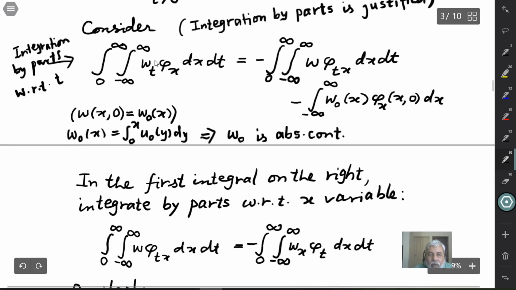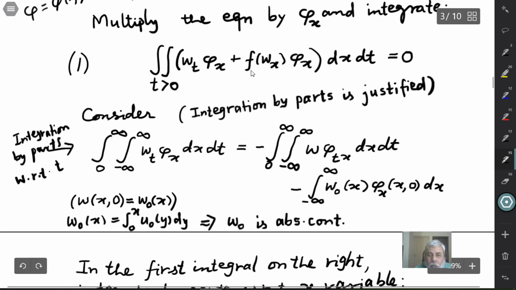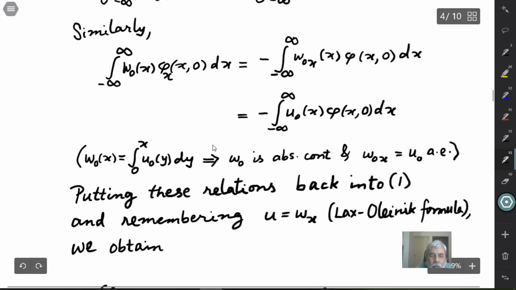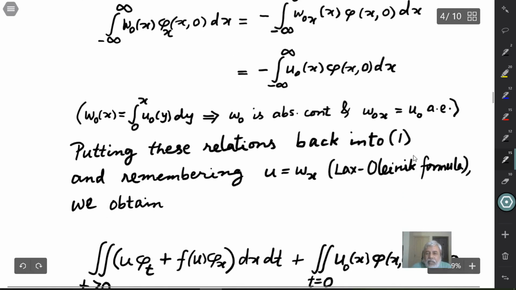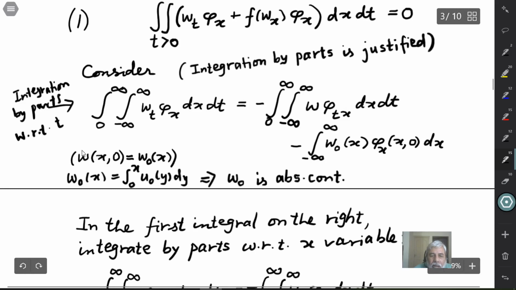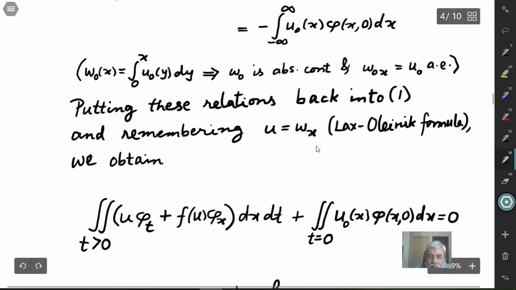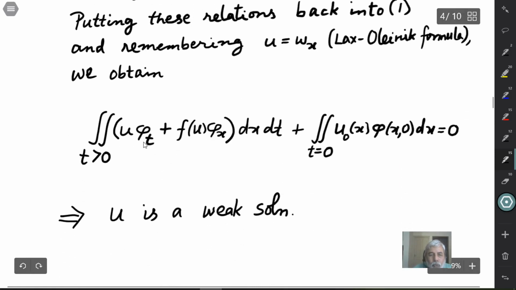Now you put together all these things. We are not touching the second term at all, only the first term. So now you have computed that, and now you put back. Here I have written again, and this w0_x equals u0 almost everywhere. Now you put back all these computations into one. And remember u is w_x, that is the Lax-Oleinik formula. We get the integral of u phi_t plus f of u phi_x dx dt, plus the integral at t equal to 0 of u0(x) phi(x,0) dx, and that is precisely the definition of a weak solution. So u given by the Lax-Oleinik formula is indeed a weak solution of the conservation law.